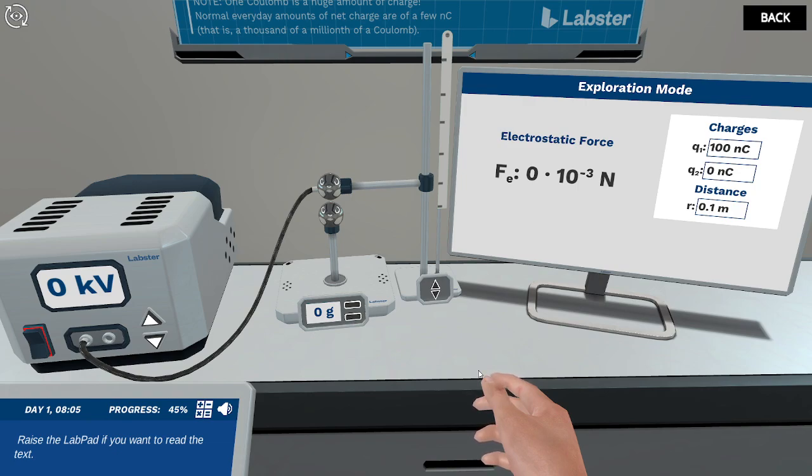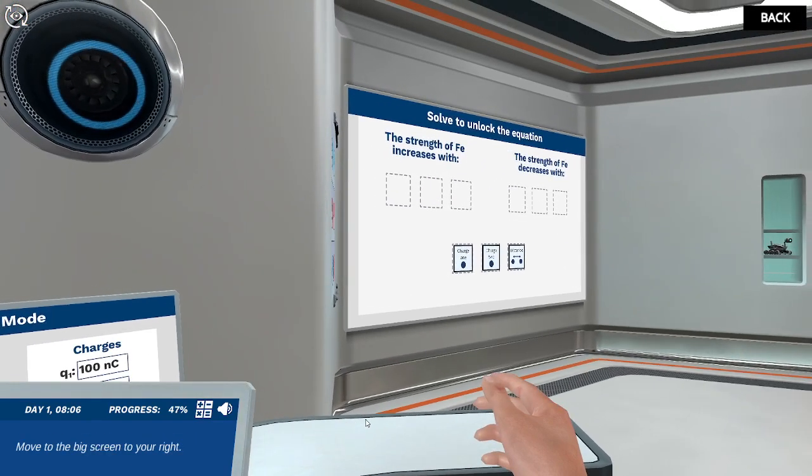If my database is up to date, there should be a file on the big screen to your right showing precisely that equation, but it seems to have one of those "prove you are human" locks. I'm afraid I can't hack it. Could you help me with this? Move to the big screen to your right.